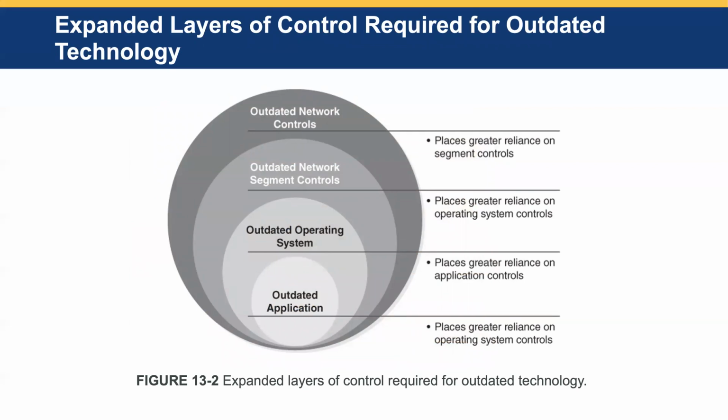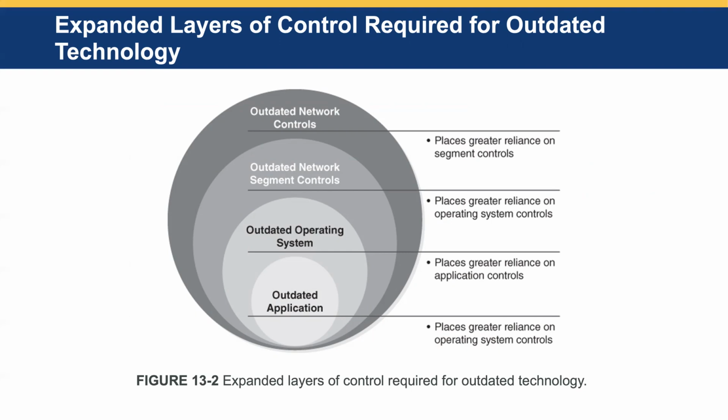So there are expanded layers of control that we can consider as well. So these expanded layers are going to consist of various components. And so we have our outdated network controls. We have our outdated network segment controls. We have outdated operating systems. We have outdated applications as well. And each one of these can affect our security policy implementations.